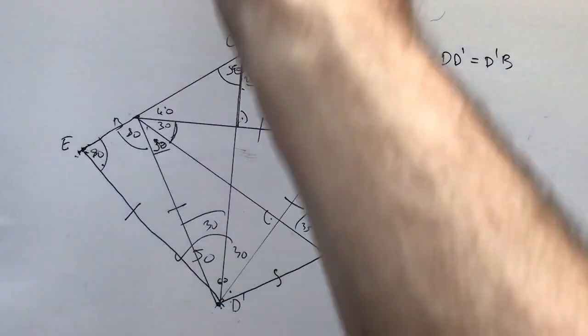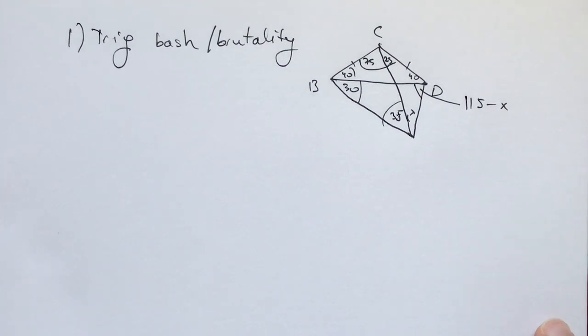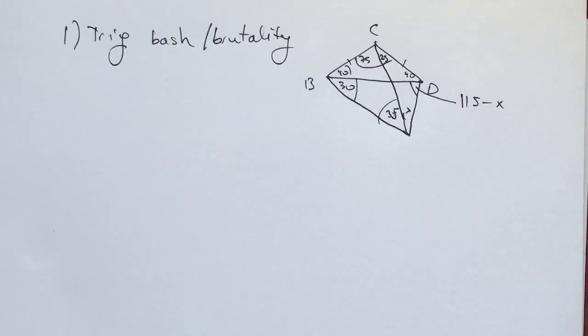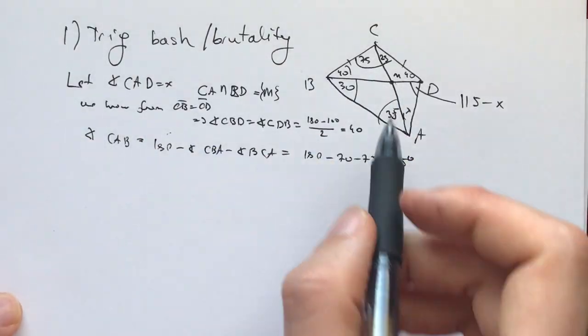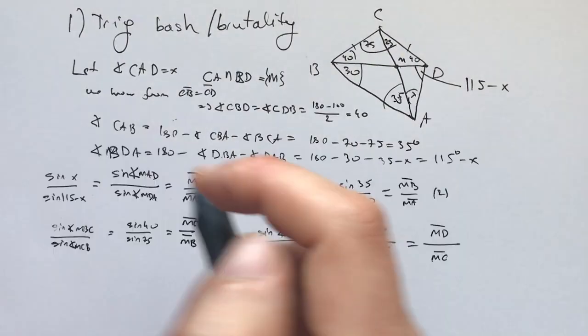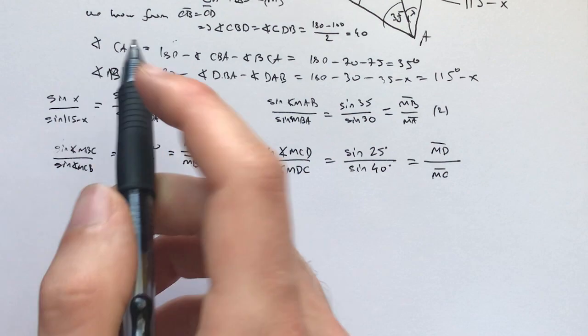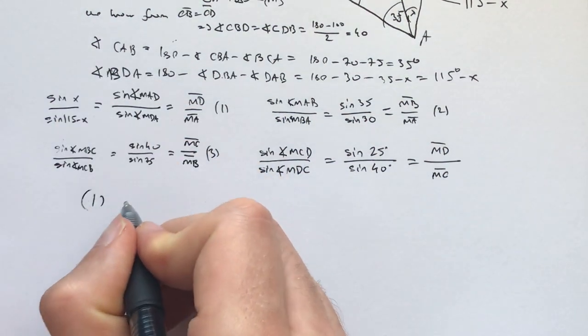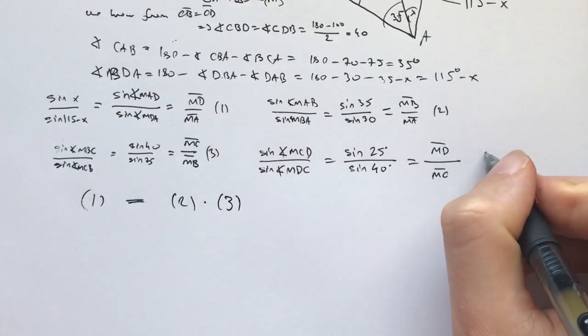Here's our write-up. So I'm going to write up the trig bash brutality solution because that's the one that will be hardest to make yourself. All these other write-ups are pretty straightforward. So the first thing we do is we calculate the angles. And now that we've calculated these angles, next thing we do is write the sines. And after calculating BDA, we write the sines like this. And now we say that 1 is equal to 2 times 3 times 4.